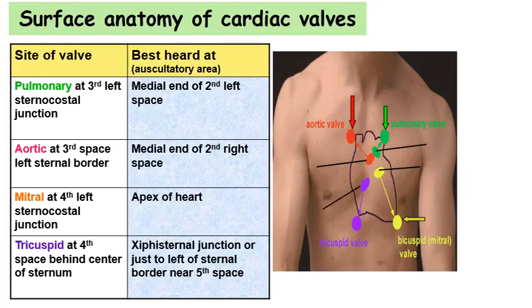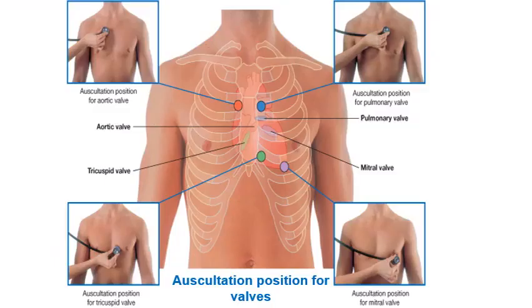And last, the tricuspid valve is anatomically present at the fourth space behind the center of the sternum. However, it's best heard at the xiphisternal junction to the left of the sternal border near the fifth space. This is the auscultation position for the valves that we just mentioned: the pulmonary valve, the aortic, mitral valve, and the tricuspid valves.